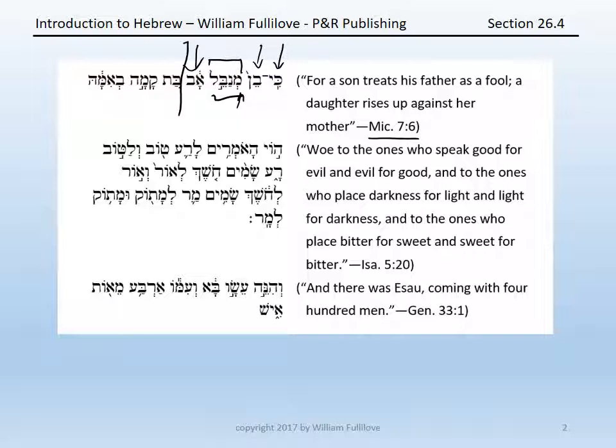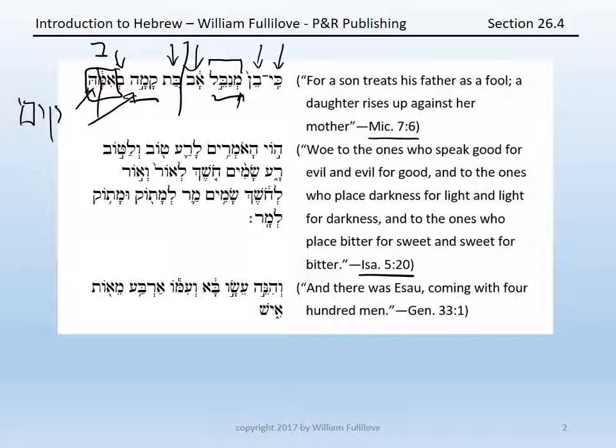Then in parallel to that, bat kama ba'imah. Bat, a daughter. Kama, note that the stress is on the second syllable, indicating a Qal participle feminine singular of a hollow root, kum. A daughter rises against, Qal participle feminine singular of kum. Ba is the against, bet, an adversative bet, the grammarians call it. Imah, em, mother, and the possessive suffix, her mother.